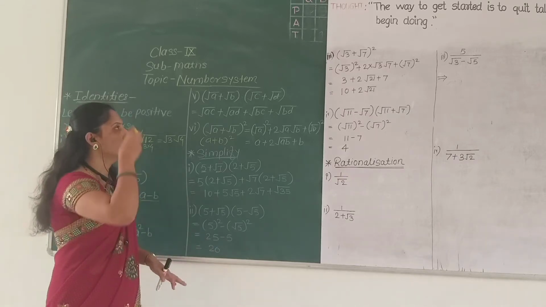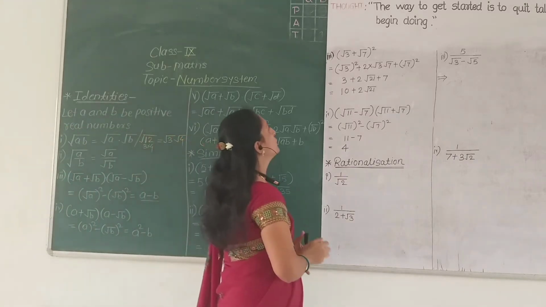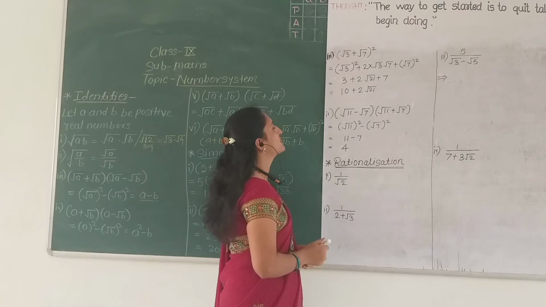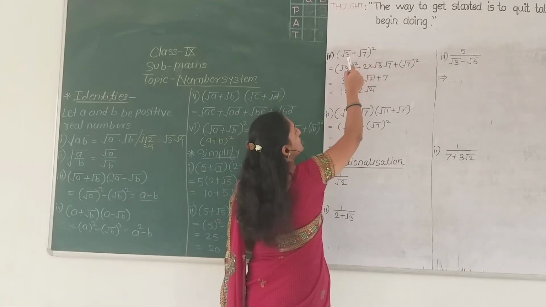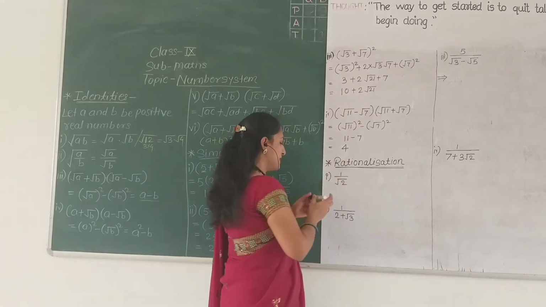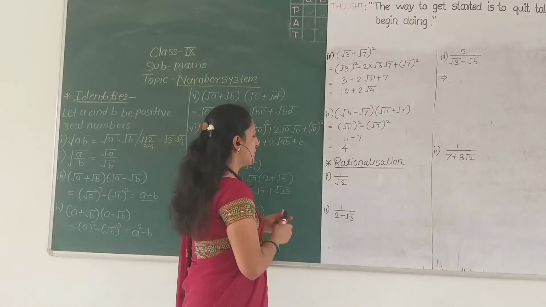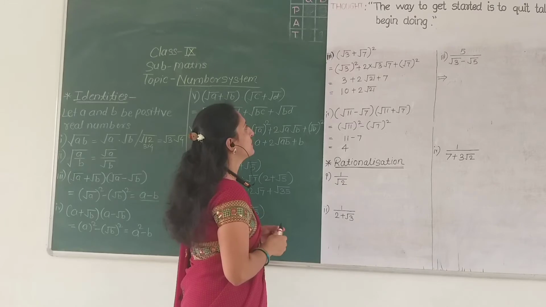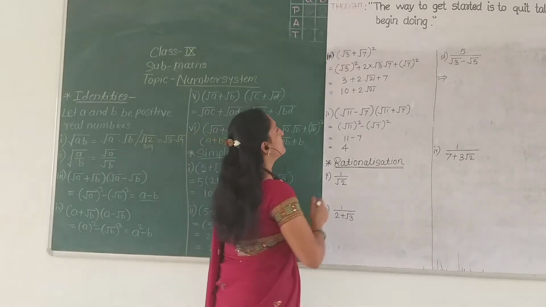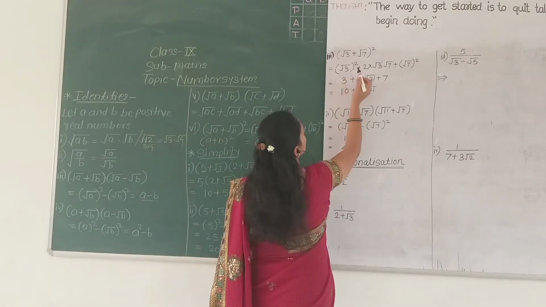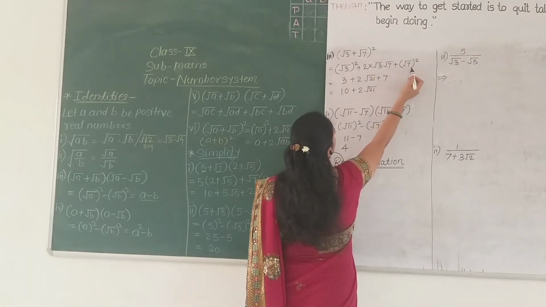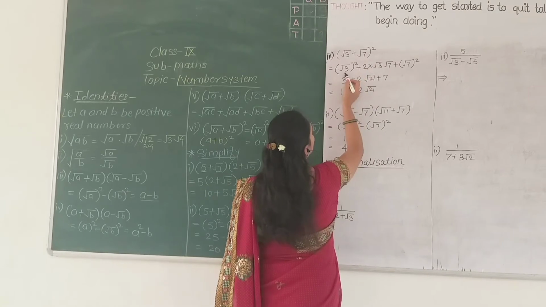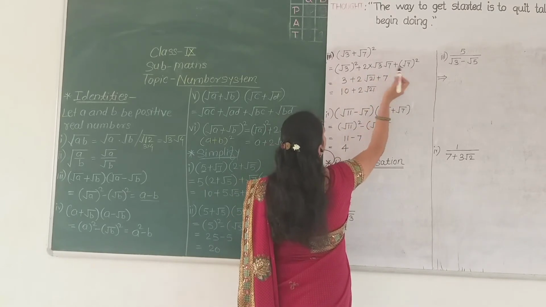Okay. Now the third one is (root 3 plus root 7) bracket square. It is in the form of (a plus b) bracket square. So the expansion of (a plus b) square is a square plus 2 into ab plus b square. So here a is root 3 and b is root 7.